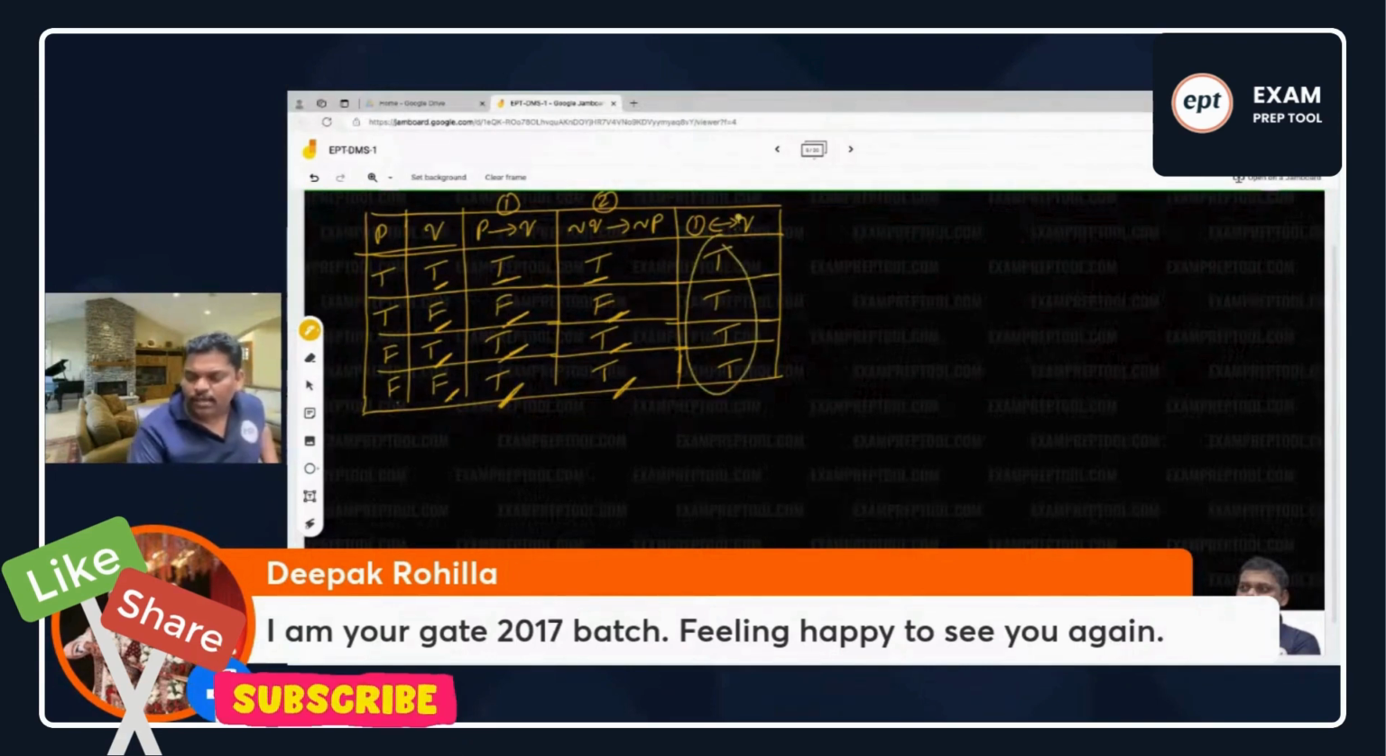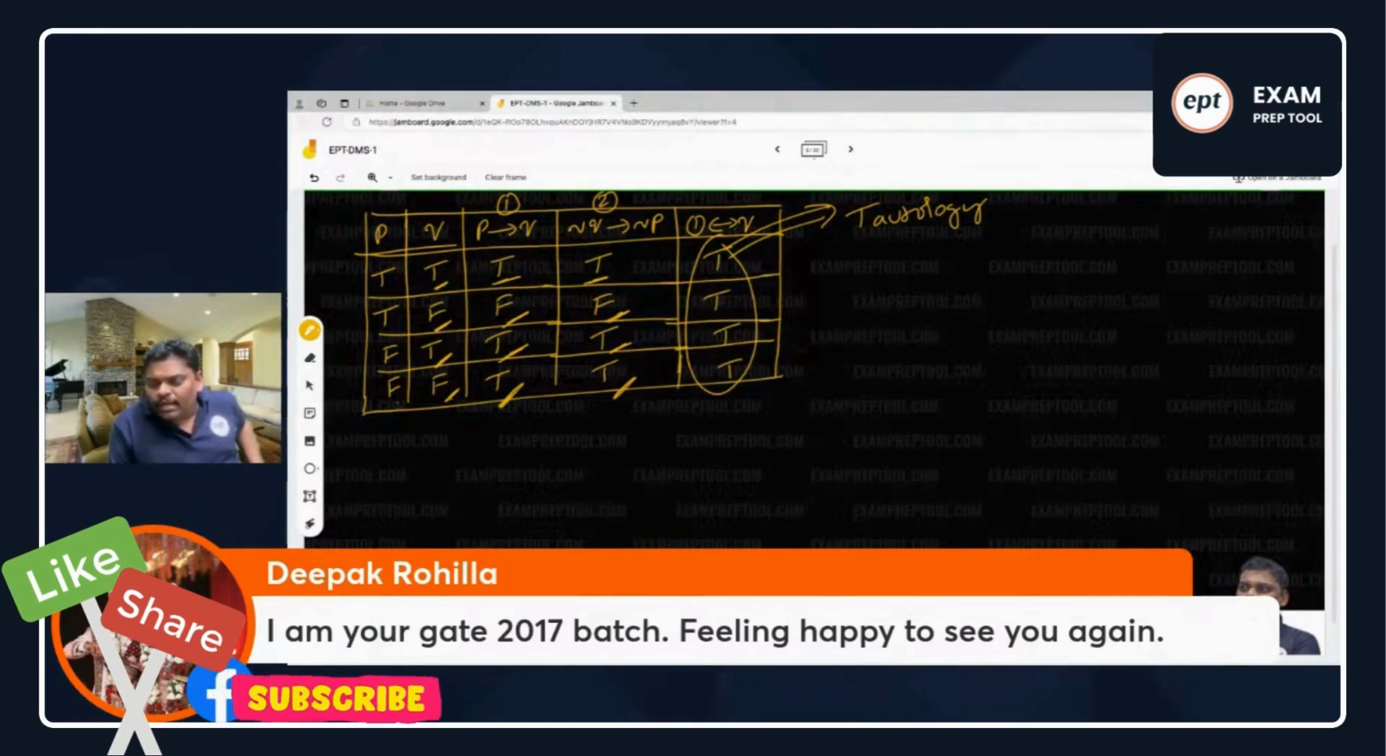So what I want to say is, in the truth table of any function or any proposition, if all are true, that is called tautology. I have two equal people, I did the double implies, I got all true. That means this truth table is a tautology. Please be careful.